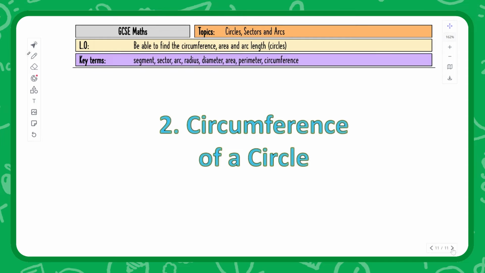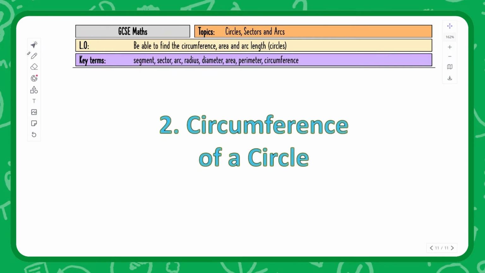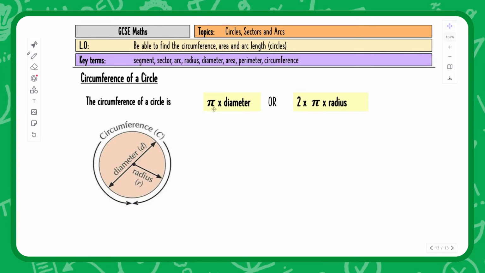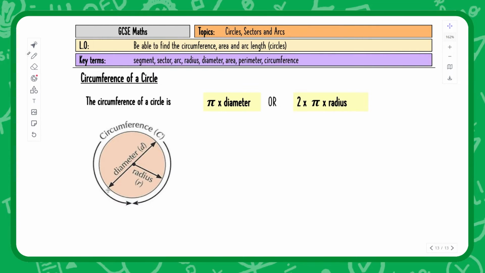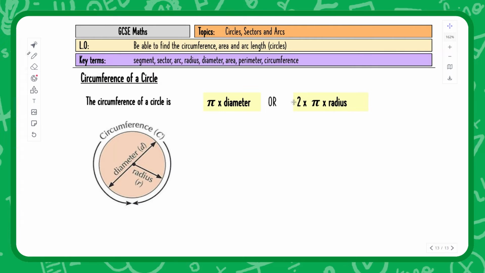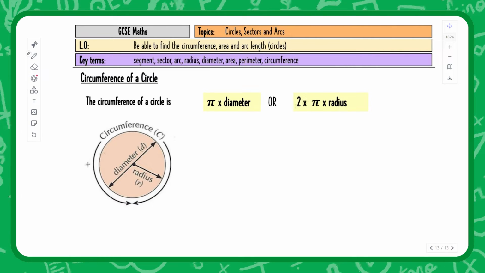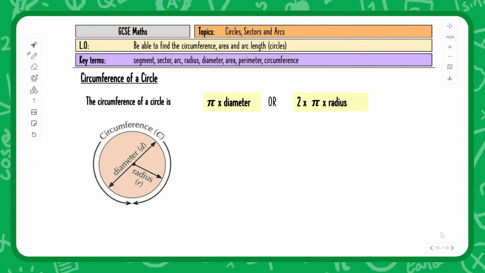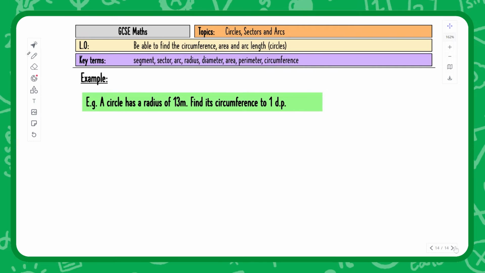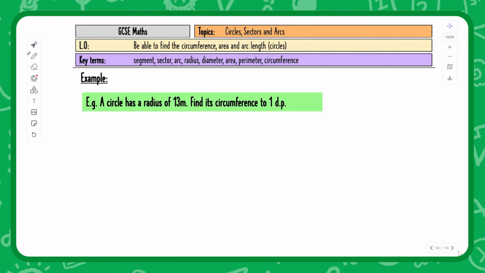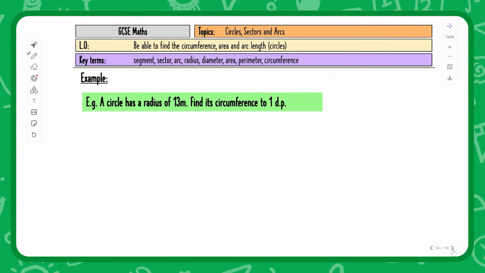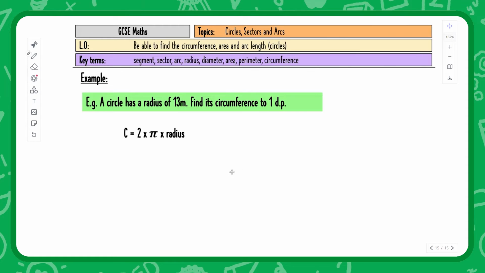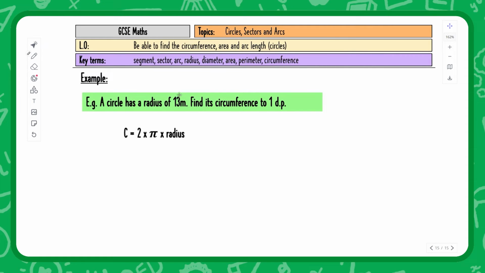So let's begin by working out the circumference of a circle. Circumference is basically the perimeter of a circle and is found by calculating pi times the diameter, the full length across, or double the radius times pi, which makes sense because double the radius will give you the diameter anyway. So if we go through an example here, a circle has a radius of 13, find its circumference to one decimal place. So I'm going to use the radius formula. If you do use the diameter formula, that's also okay. It's just you would need to double your radius first.